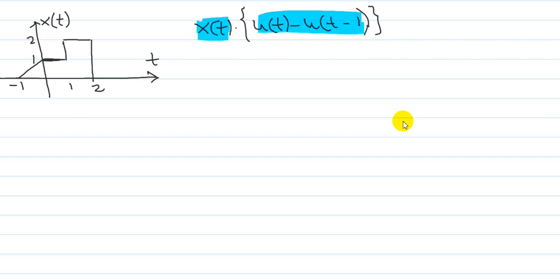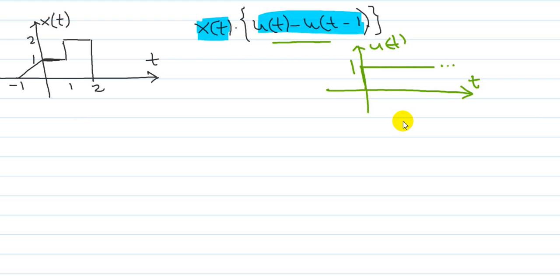Let us first draw the signal u of t minus u of t minus 1. Now, this is a continuous time signal. We know that u of t is a unit step signal. So u of t will start at 0 with amplitude 1 and continue to positive infinity with amplitude 1. This is your signal u of t.